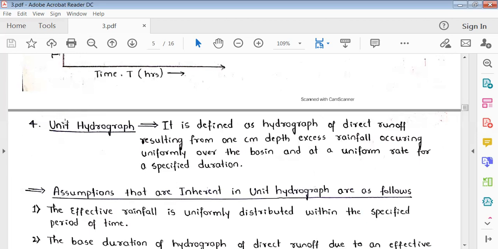It is again in the name itself. Unit means 1 centimeter rainfall. Hydrograph is nothing but the discharge. That is unit discharge in a unit period of time.